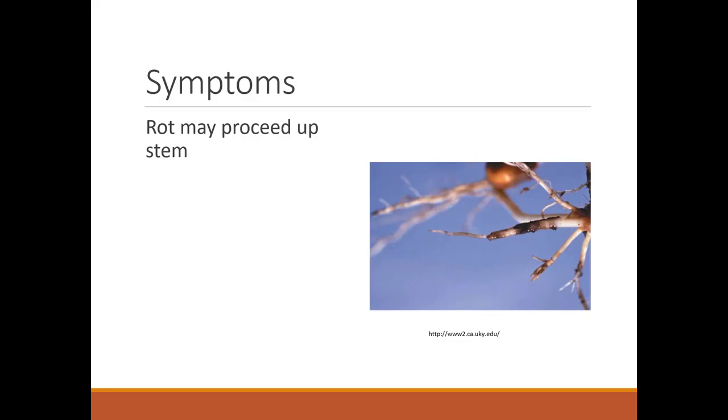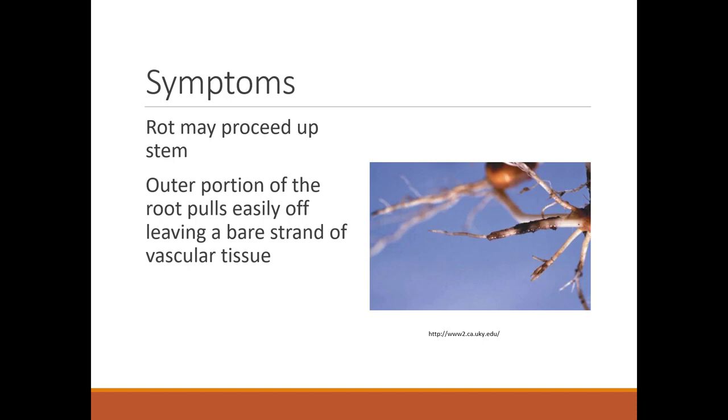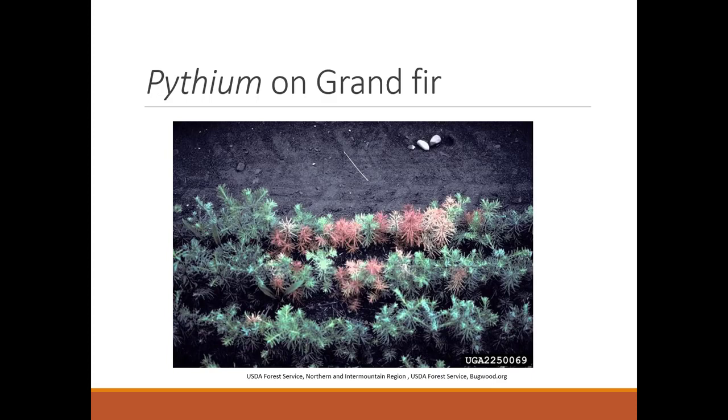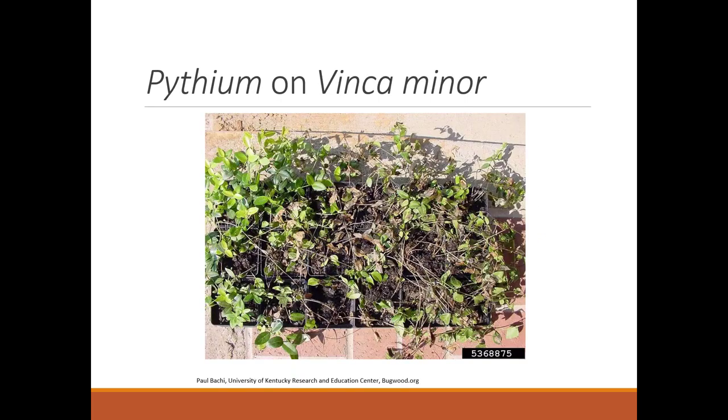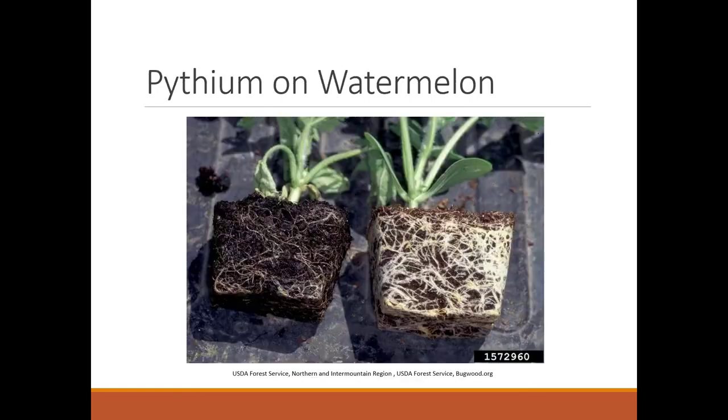So here's that tip here. The rot may proceed up the stem from the roots. The outer portion of the root actually pulls off, so you just have a bare strand of vascular tissue remaining. Here we've got Pythium on Grand Fir, Pythium on Vinca minor. Here's Pythium on watermelon. You can see the one on the right is a very healthy set of roots. On the left, you've got very diseased roots.